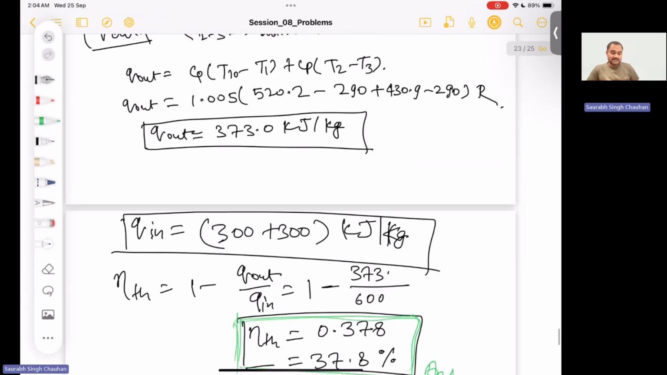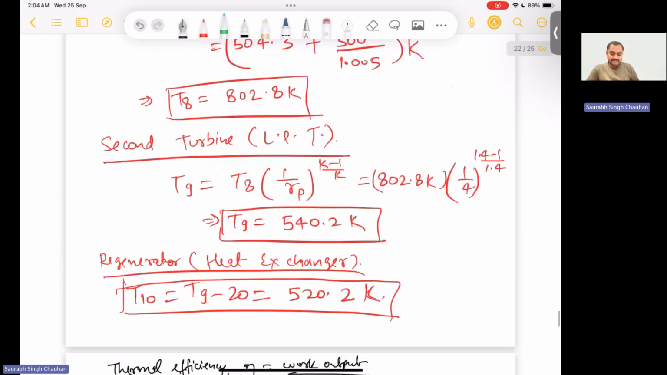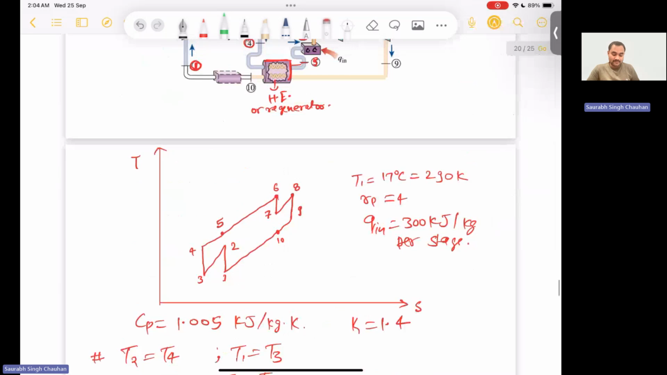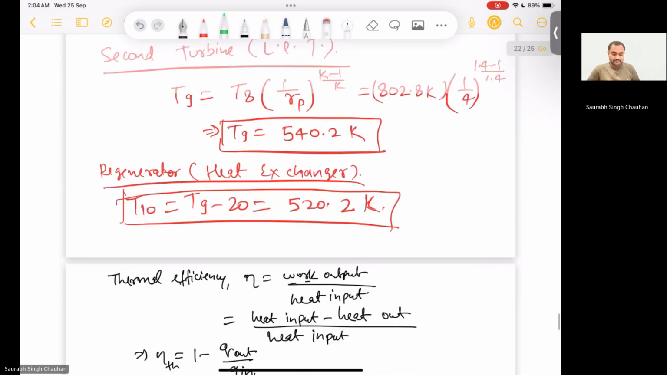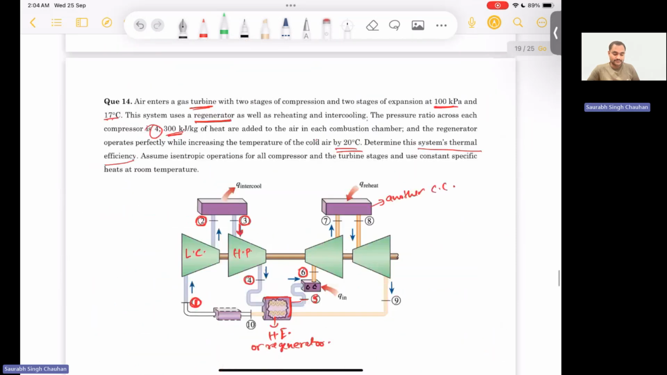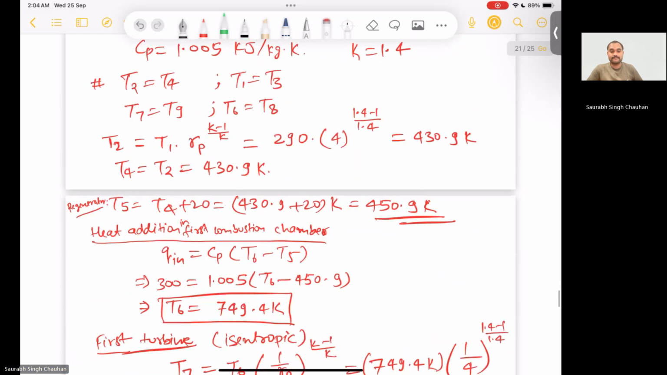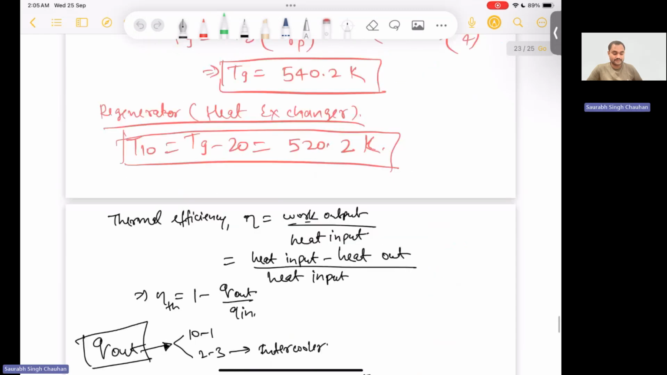So when you make the TS diagram, then it becomes easy because it gives a glimpse of what values we have, what values we need to find, and what the processes are, and what formulas can be used to find the unknown values. Okay, so this was question number 14. Okay, so I hope that everything is clear. So this was the last question.